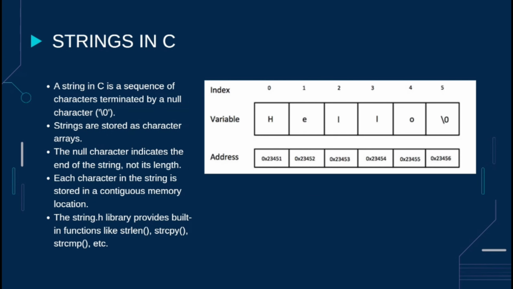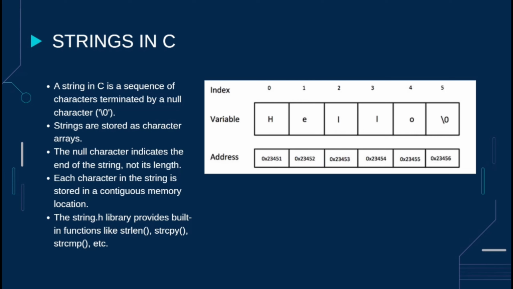Strings in C. A string is a sequence of characters. So it's really just a collection of characters stored next to each other in memory. But what makes it a string is that it always ends with a special null character, that is \0. Now this tells the program where the string finishes. We usually declare strings as character arrays.